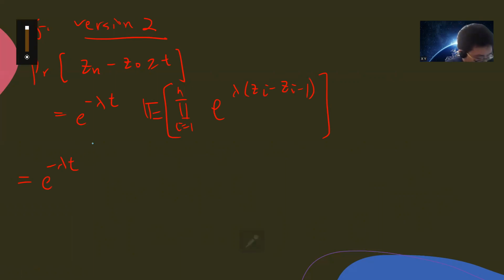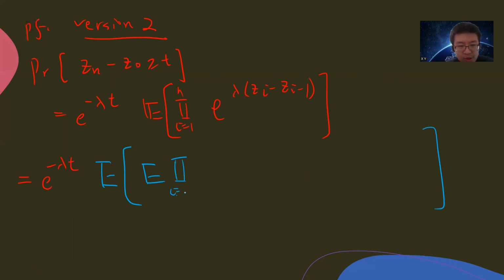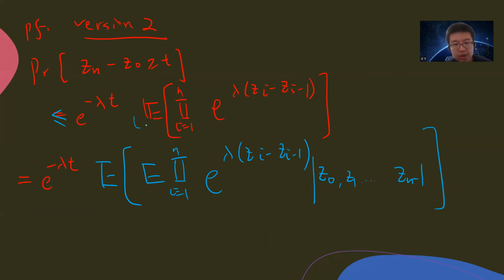Okay, so you can write this as an expectation of an expectation. Let me explain, but I need some time. You can write the expectation of the product from 1 to n of exponential lambda (z_i minus z_{i-1}), conditional on z0, z1 up to z_{n-1}. This is the famous rule of conditional probability. Basically, you write this expectation conditioned on this, and then fix on this.